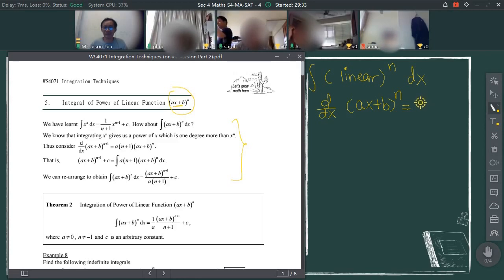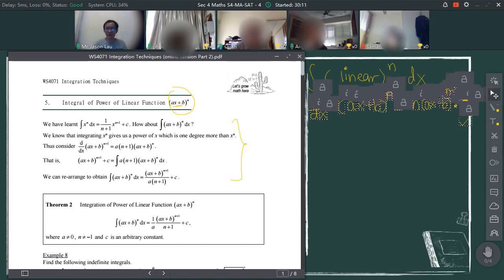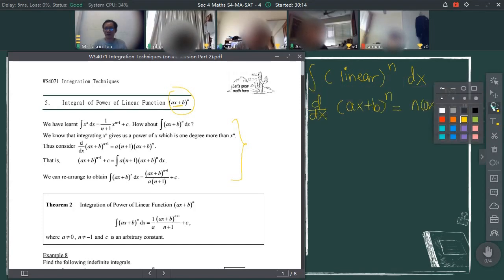Wait, let me write it down. Is it n times (ax plus b) to the power of n minus 1, then times a? Times a, yes. Very good, well done. Correct. Can all of you follow? Sorry, I am writing big. Okay, so I move a bit in.